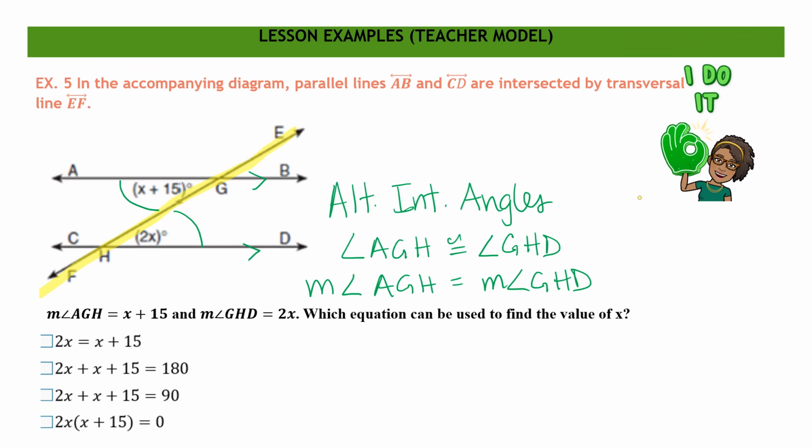Well, there's obviously some I can eliminate. I can eliminate this one because it is adding the two angles together to equal 180, and we know that would represent supplementary angles. This is adding the two angles to equal 90, and we know that represents complementary angles. And this has some weird multiplication equaling 0 thing going on, so we know that's not it. So obviously the first one has to be true because we have the two angles equal to each other.